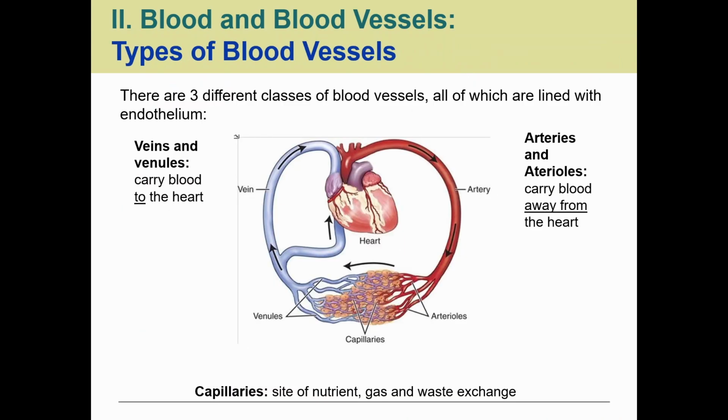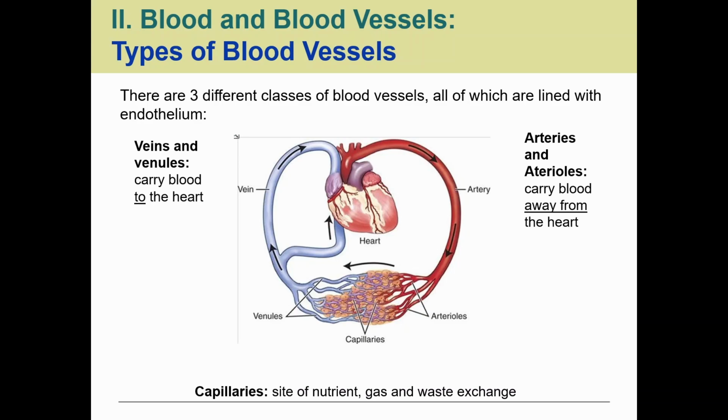So now we've gotten through all the different blood cells. Let's go ahead and talk about the different blood vessels, which all have the same basic structure. And I'm going to go through some of this pretty quickly because we have a lot of this information down already. Veins and venules are going to carry blood to the heart. Arteries and arterioles are going to carry it away from the heart, and capillaries are going to be our drive-throughs. They're going to be the waste, nutrient, and gas exchange.